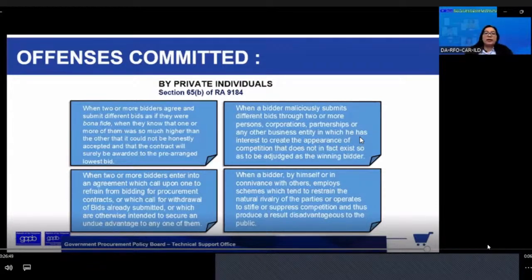Okay. The next one is that when a bidder, by himself or in connivance with others, employs schemes which tend to restrain natural rivalry of the parties or operate to stifle or suppress competition, and thus produce a result which is disadvantageous to the government. Of course, there is always a connivance in terms of price, right? In terms of, there are even others there, right?